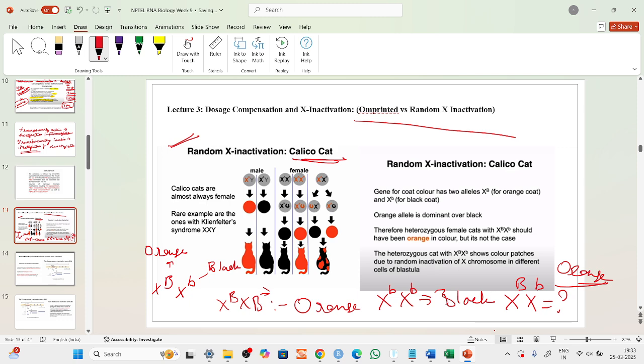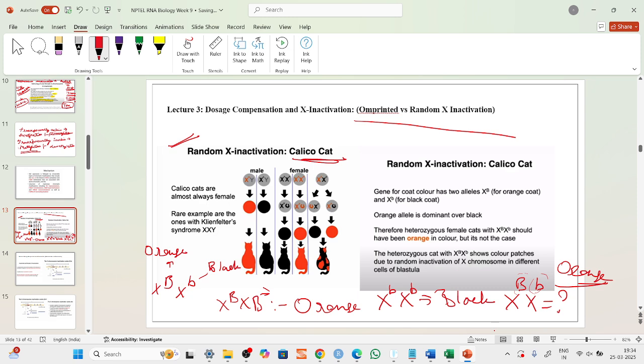The heterozygous cat with X capital B and X small b shows color patches due to random inactivation of the X chromosome in different cells of the blastula. Since X chromosome inactivation is random, in some places the dominant allele is inactivated and the color would be black. Where the recessive allele is inactivated, the color would be orange. We don't know whether the dominant or the recessive allele is getting inactivated, because it is random. It is not uniform that in each and every cell only the dominant or only the recessive will get inactivated.